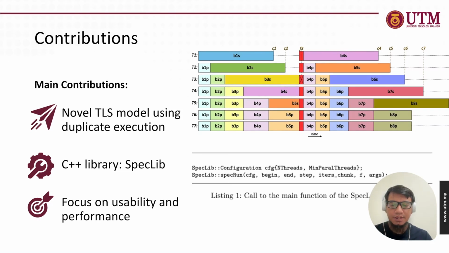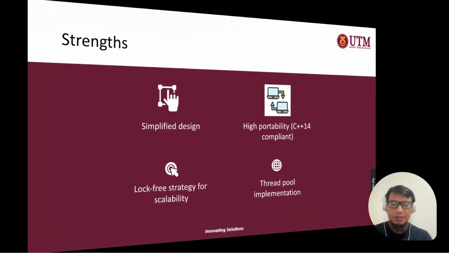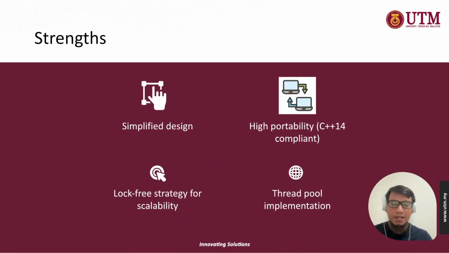Speclib has several strengths. It is simple to use and highly portable, relying on C++14 standard features. The lock-free strategy ensures high scalability, while the use of thread pools avoids the overhead of frequent thread creation and destruction. Together, these features make speclib a robust tool for real-world applications.